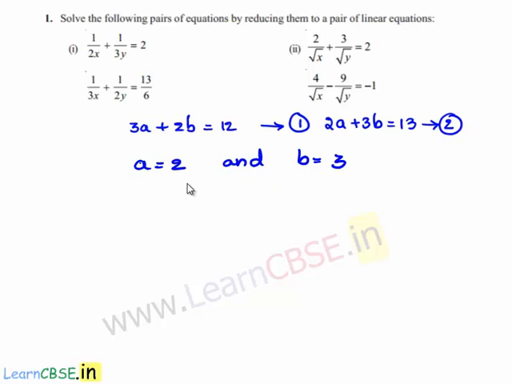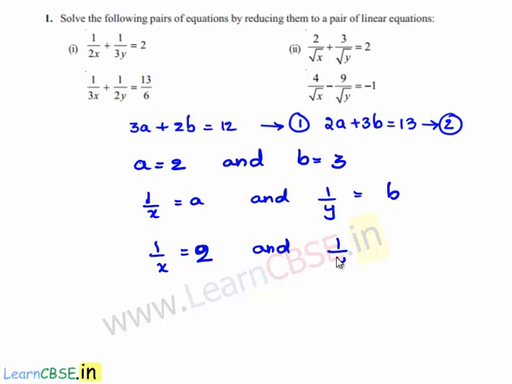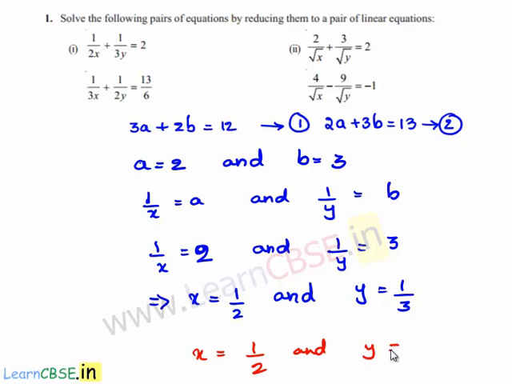But we assumed that 1 by x is equal to a and 1 by y is equal to b. So we got the value of a as 2. So we can write 1 by x is equal to 2 and 1 by y is equal to b, which is nothing but 3. Therefore x can be written as 1 by 2 and y can be written as 1 by 3. Finally the values of x and y are 1 by 2 and 1 by 3 respectively.